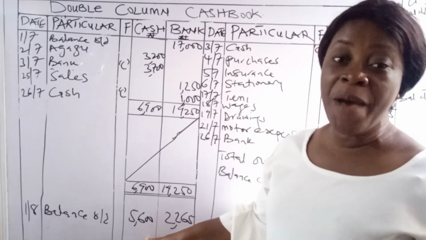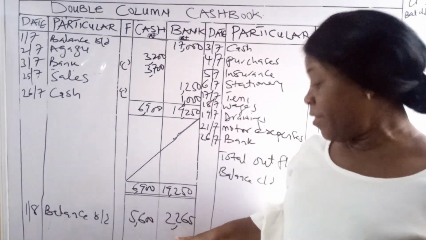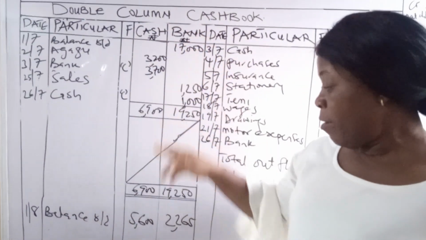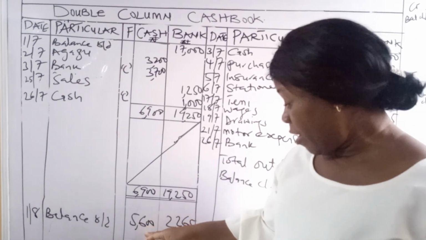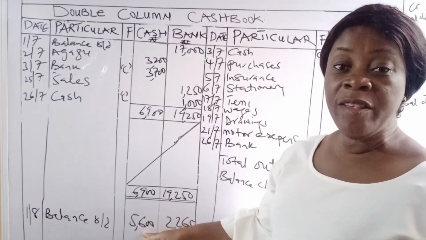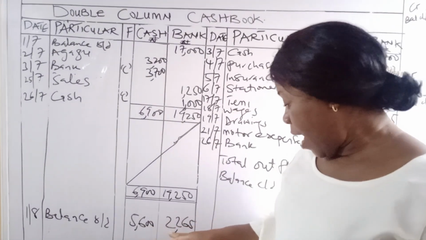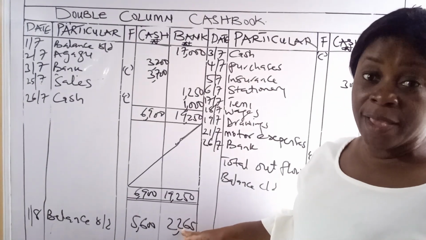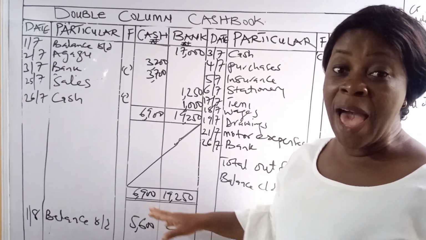Now, having gotten to this stage, you will notice that the two balances are on the debit side. The two opening balances are on the debit side of both cash and bank, meaning the organization has 5,600 naira at hand, and they have 2,265 naira at bank. So those two are assets.